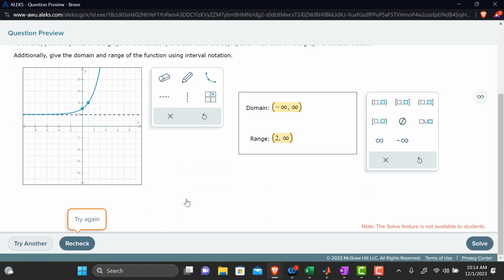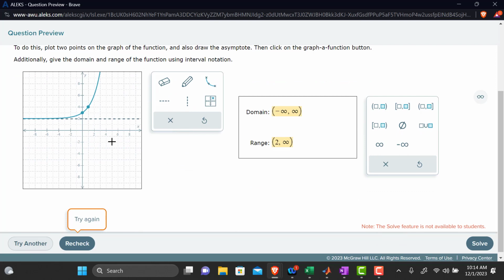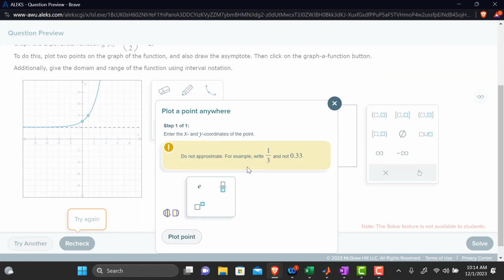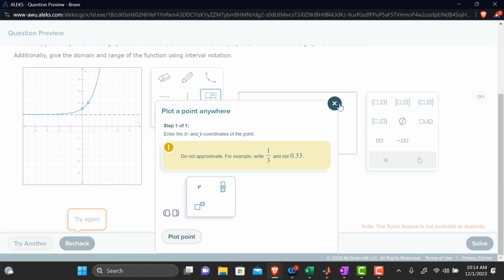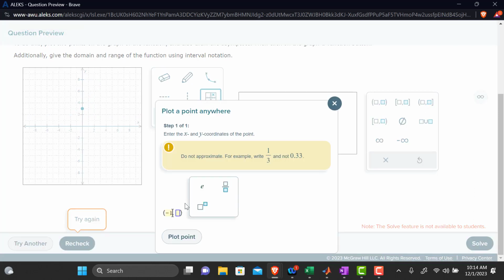Uh-oh. Which part is wrong? My graph's wrong. What did I do? Oh, I typed in 1, 4 instead of -1, 4. So let's go back. Let's plot a point. How do I get rid of some points? Does that mean I got to start all over? There we go. Let's try this again. -1, 4. Easy mistake to make.